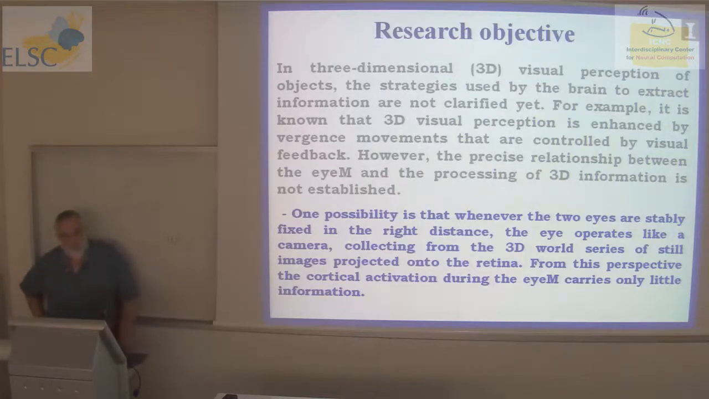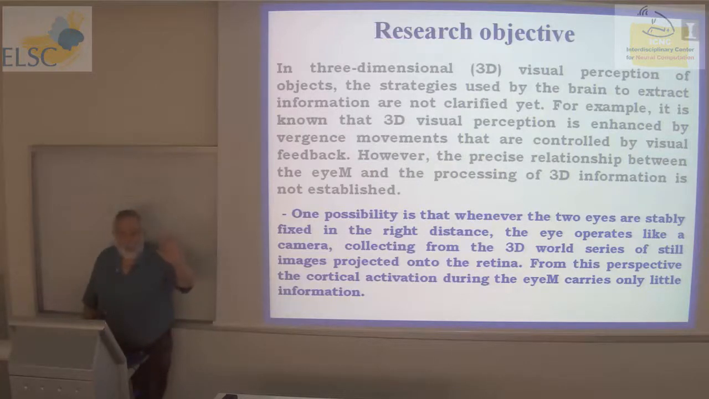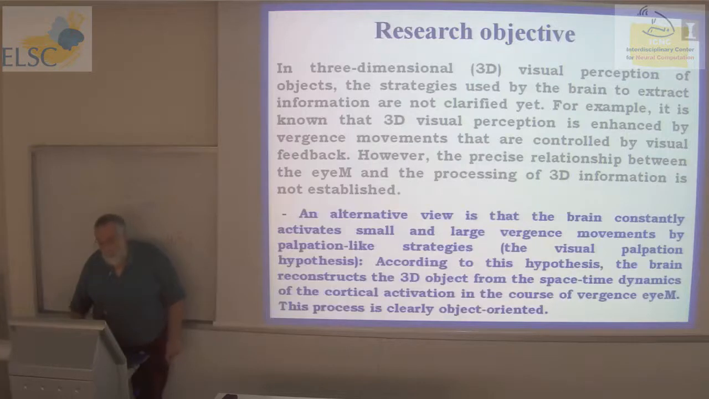The first one is here. One possibility is that whenever the two eyes are stably fixed at the right distance, the eye operates like a camera, collecting from the 3D world a series of still images projected onto the retina. From this perspective, the cortical activation during the eye movement carries only little information, and what we use is, each time we fixate at a certain depth, like we do slices in a microtome, we get a two-dimensional image, and we combine all of them in order to get the three-dimensional image. This is one possibility.